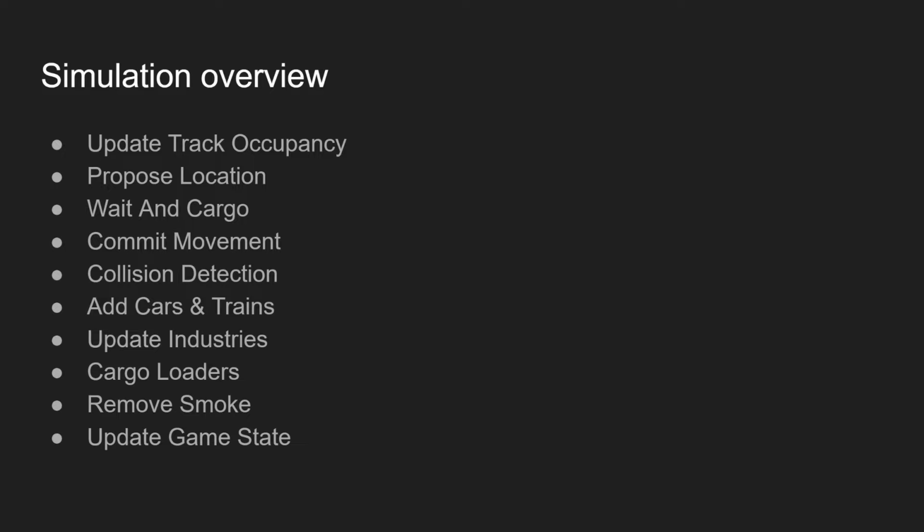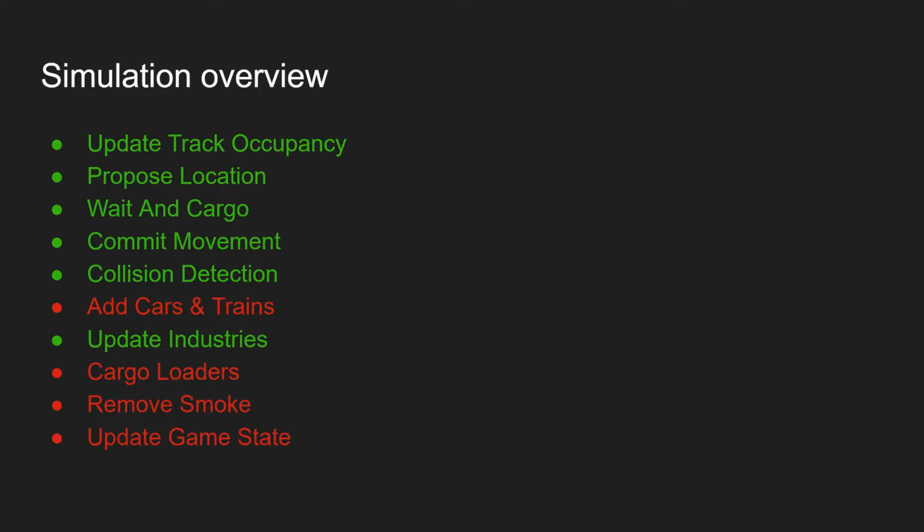Now that all of the train work is done, everything else needs to be done. And that means updating the industries of consuming and producing resources. Cargo loaders need to take cargo from the trains to the industries or vice versa. We need to update the state of smoke that's been emitted from trains. And finally, we need to check and update the game state to see whether a level has been completed.